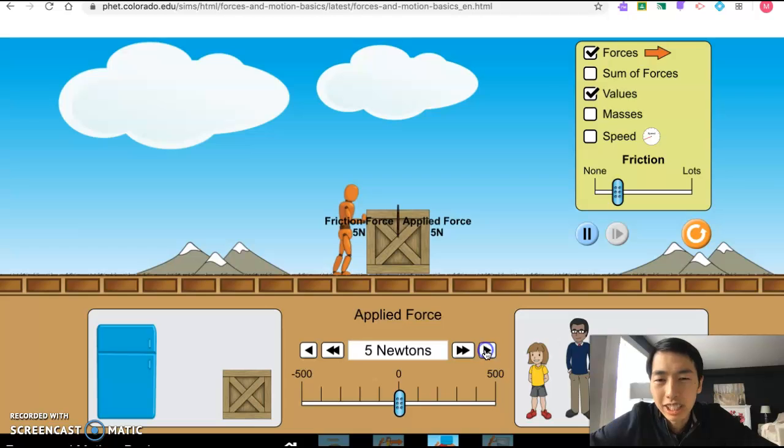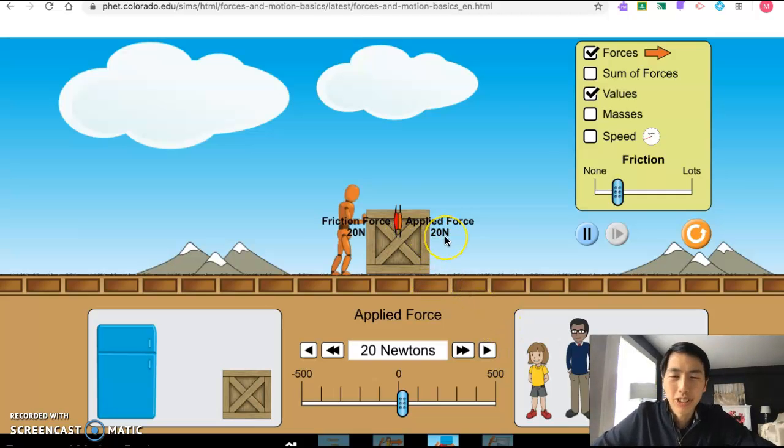And I'm going to increase it. So I've increased it to 10 newtons. And you'll see that the box has not moved yet. It's still at rest. And then if you look up here, you'll see the numbers for applied force, 10 newtons. And you'll see the number for friction force, which right now, since it's not moving, it has to match the applied force. It's 10 newtons. And I can make the person push harder. So I'll put it to 20 now. And you'll see that it's still not moving. So now the applied force is 20 newtons and the force of friction is 20 newtons.